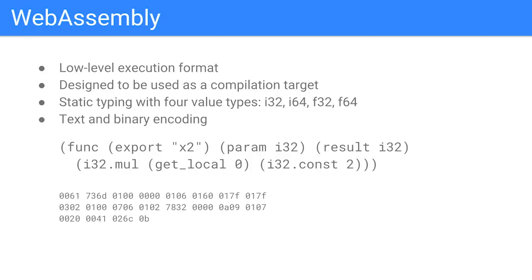There's a 1:1 mapping between the text and the binary encoding, and the text encoding is mostly for debugging, whereas the binary format is fed into the engines as input. This example is similar to a JavaScript function that takes an argument, multiplies it by 2, and returns the result. But this is already specialized to work with 32-bit integers.